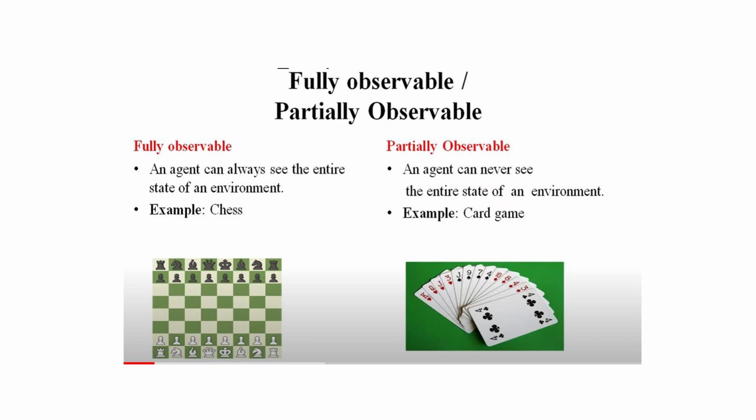Let me take a chess game as an example. Chess is a two-player game, player one and player two. Whatever game we play, we already know about it. Each coin player one moves will be known to player two. Similarly, player two's moves are known to player one, and every move made by player one is visible to the other. That is exactly the concept of fully observable.